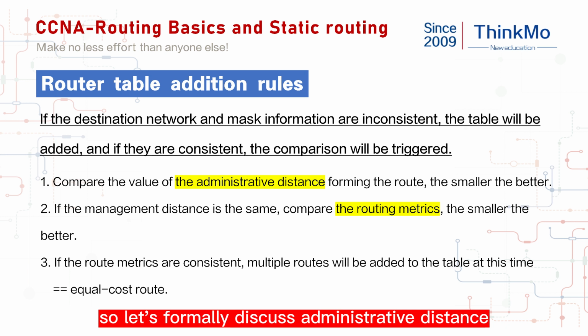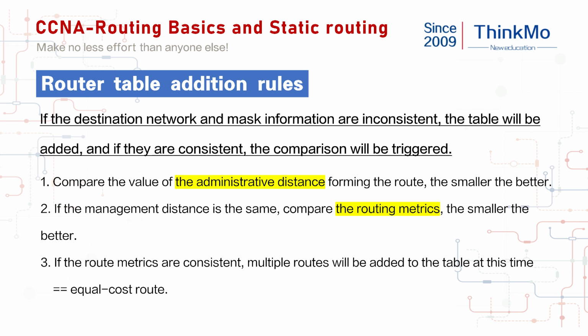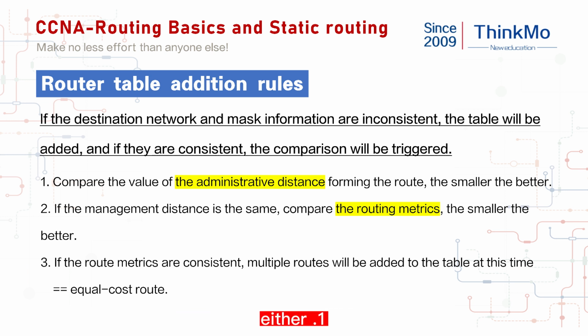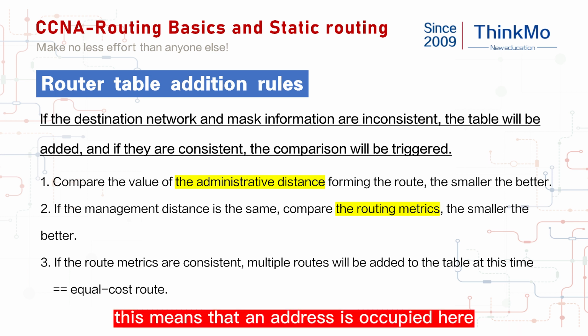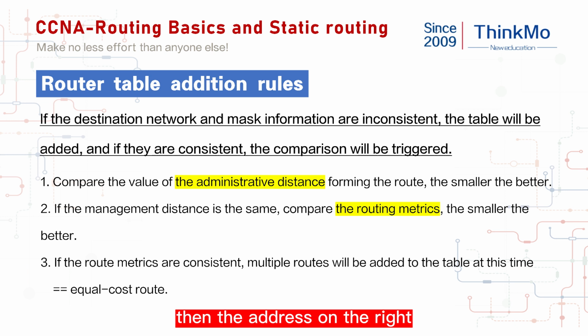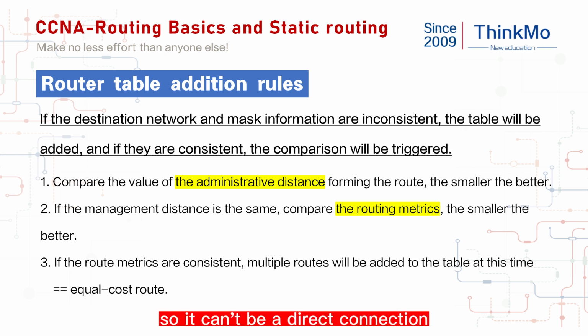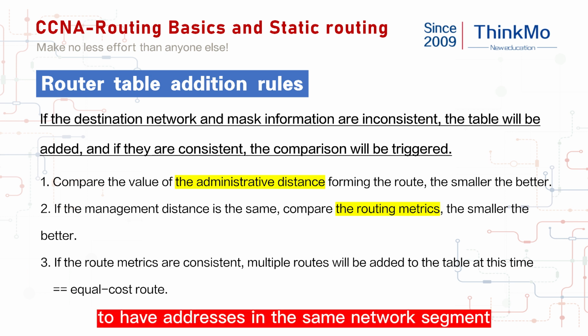So let's formally discuss administrative distance. It will not happen that the direct connection is on the left and on the right. For example, there is now a direct connection going to 10.1.1.2 with a 30-bit mask. Assume that this router interface can only be configured with 2 addresses, either point 1 or point 2. This means that an address is occupied here. Then the address on the right is impossible to have the same network segment as it, so it can't be a direct connection. That is, under the 2 interfaces of the router, it is impossible to have addresses in the same network segment. It cannot be both directly connected.